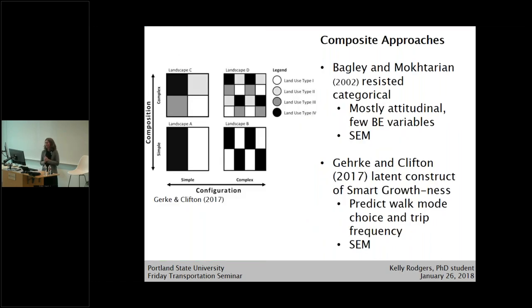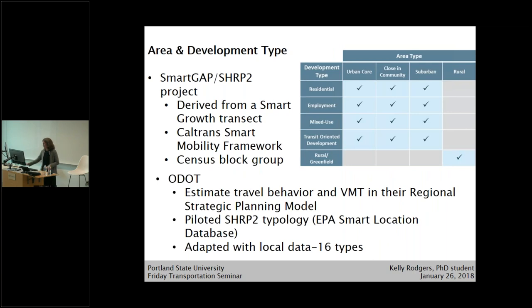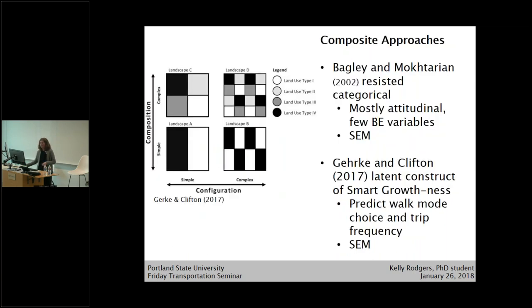And then quickly, composite approaches. Some researchers resisted the categorical approach, saying you're just leaving out too much information. Some places just don't fit into buckets, and so it's better to think about it on a continuum. There have been other types that have done this. And then here at PSU, Gehrke and Clifton also did something similar, creating the smart growthness of a neighborhood. That's not what they called it. That's what I'm calling it, to help predict walk mode choice and trip frequency. Both of these use structural equation modeling as the way they constructed their types, if you're interested in the methods.